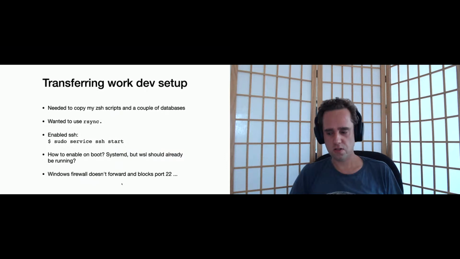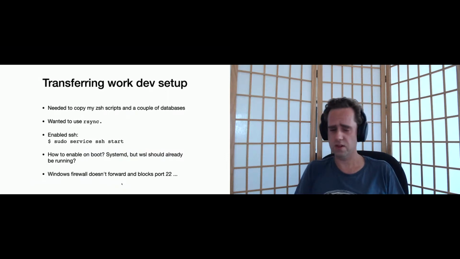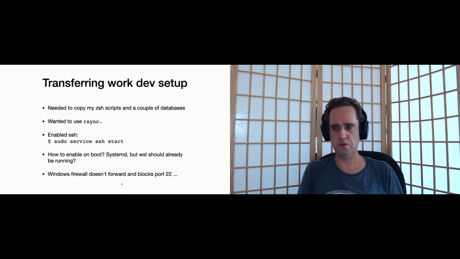And to rsync my stuff to the machine, I had to enable SSH, which was fairly easy: sudo service ssh start. But then I had the question, how can I enable this on boot? So every time I restart my Windows machine, I don't want to manually enter sudo service ssh start. And maybe you could do this using systemd, but that wasn't very clear to me. And maybe WSL2 should also already be running for that to work.